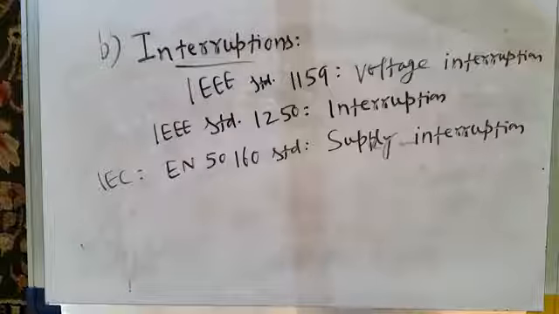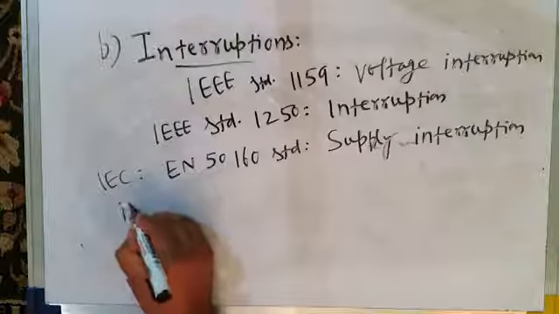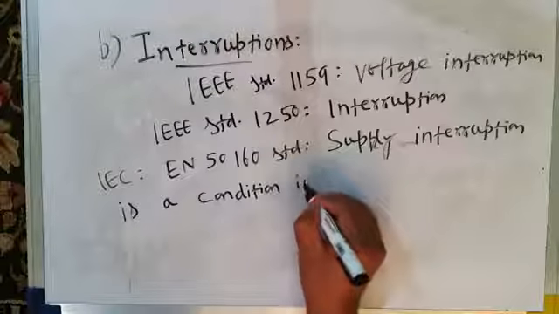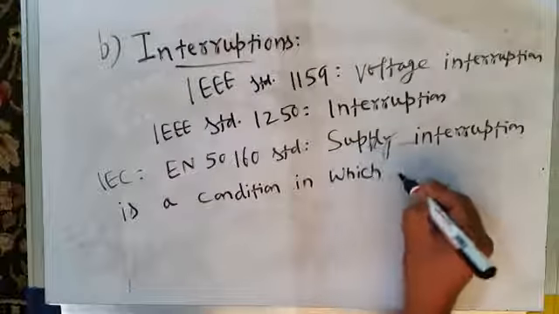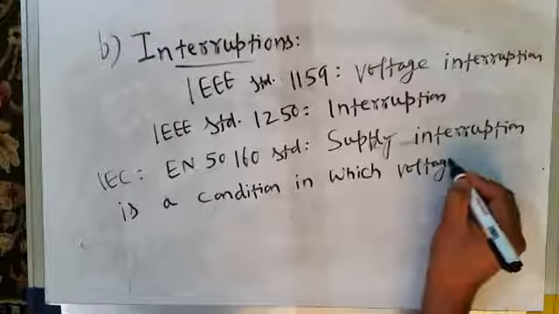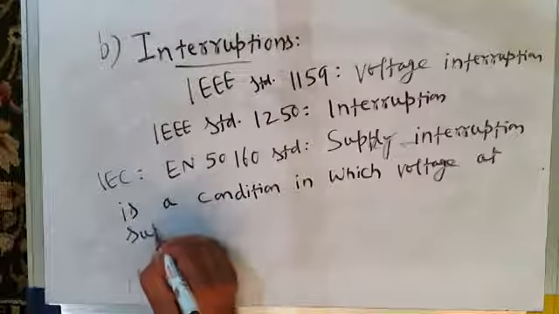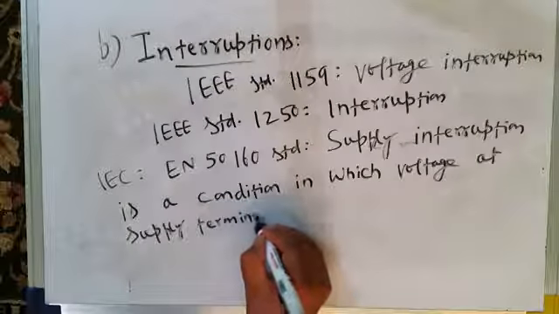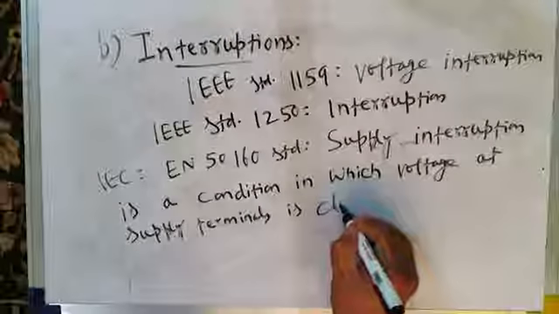Now the question is, what is this interruption? Whether you call it voltage interruption or supply interruption or simply interruption, how do you define it? We can define it as a condition in which the voltage at supply terminals is close to zero.